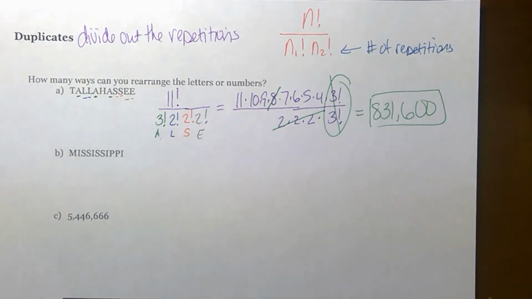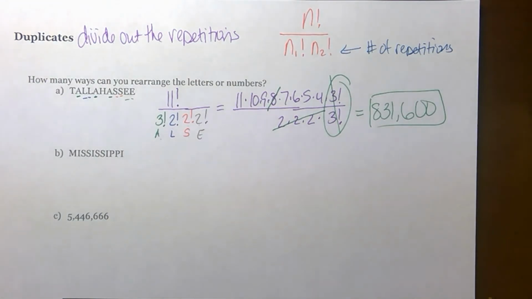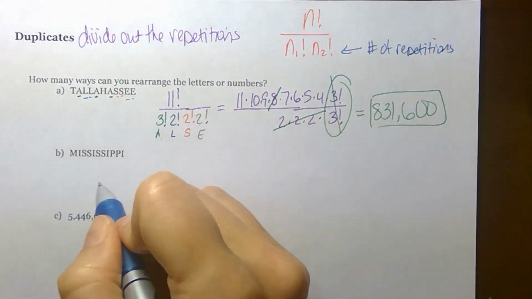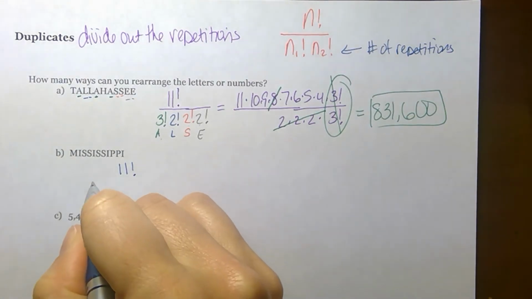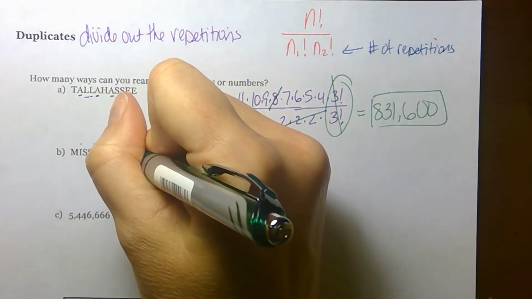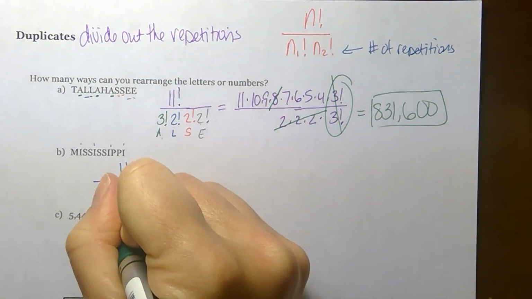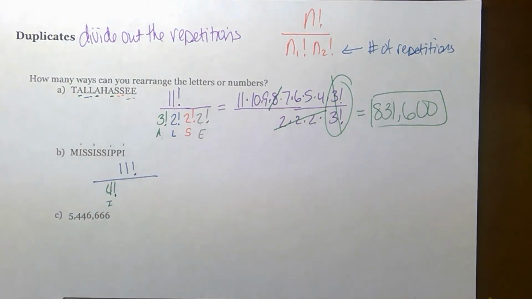Okay, let's do Mississippi and divide out duplicates there. All right, so Mississippi. How many letters are there in Mississippi? Well, again, I have 11 letters. So I'm going to do 11 factorial as my numerator. And then in my denominator, I need to look for those repeated letters. The first letter I see that repeats is I. And I have 1, 2, 3, 4 I's. So that is 4 factorial representing those repeated I's in my denominator.